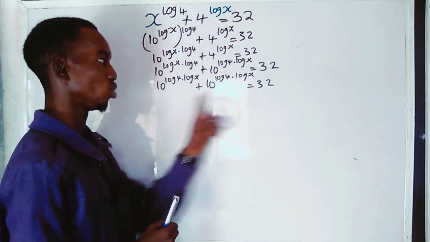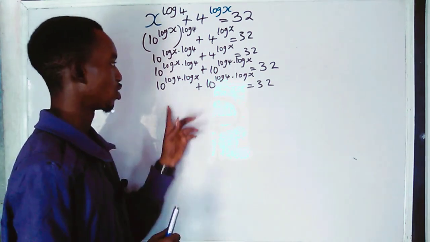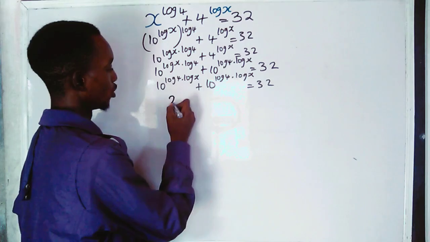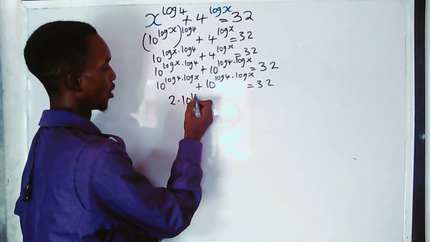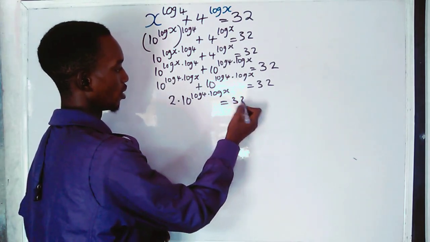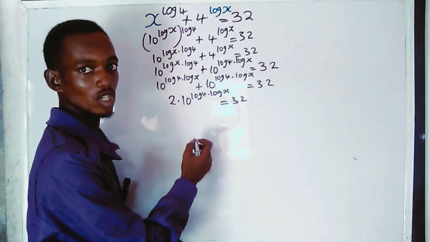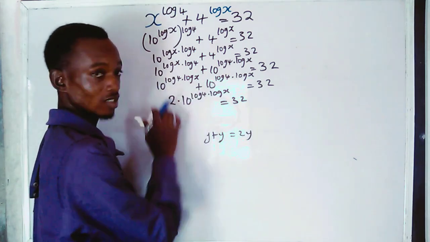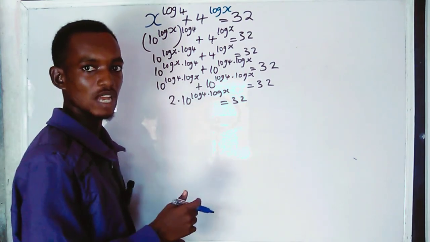Now you look at these two, they are exactly the same. 10 raised to the power this, 10 raised to the power this. So when we add them together, it will give us 2 times 10 raised to the power log 4 log x equals 32. Because they are exactly the same. It's just like saying y plus y will give us 2y. They're exactly the same. So now we divide both sides by 2.